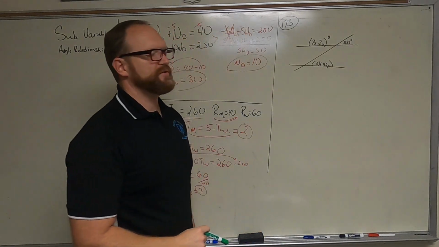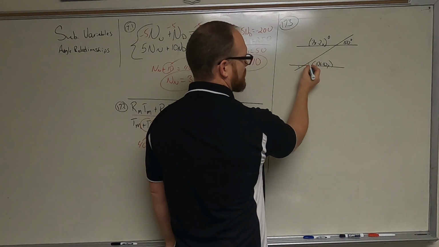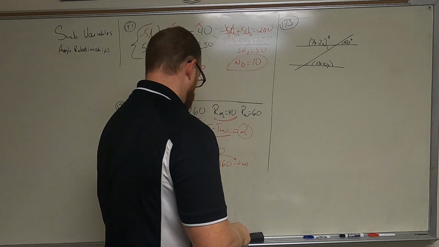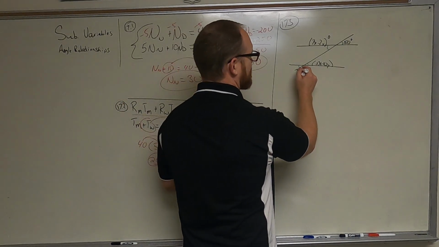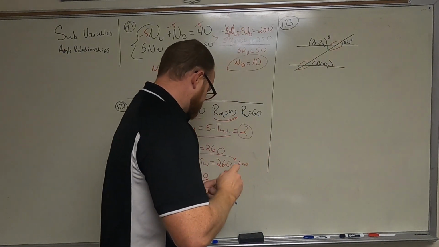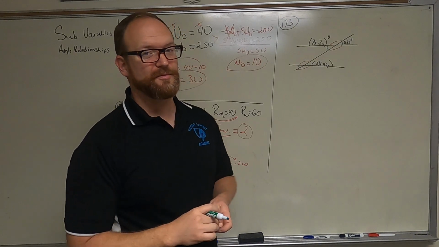And because it's a transversal, we know that there are angle relationships. We know that this angle is equal to this angle, equal to this angle, equal to this angle. But we also know that this angle is equal to this one, which is equal to this one, which is equal to this one. And so how do we make that work for us? Well, it's going to be a system of equations.